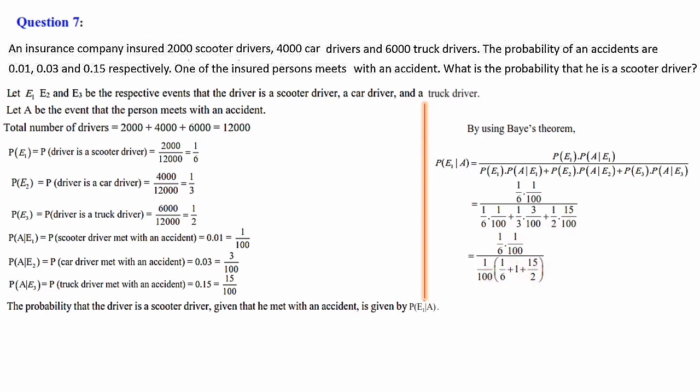So here 1 by 100 we can cancel. Balance is 1 by 6 divided by, here common LCM if you take 6, 1 plus 1 into 6, 6 plus, here denominator is 2. That means you have to multiply with 3 in the numerator. So 15 into 3, 45. I think it is clear for you for taking the LCM. So 1 plus 6 plus 45. Now 1 by 6 divided by 52 by 6, 45 plus 6 is 51, 51 plus 1 is 52. That is equal to, here common denominator 6 cancel. So 1 divided by 52 is the required probability.